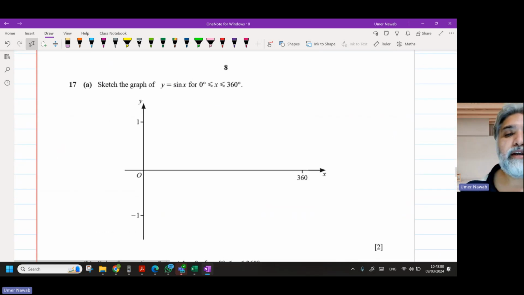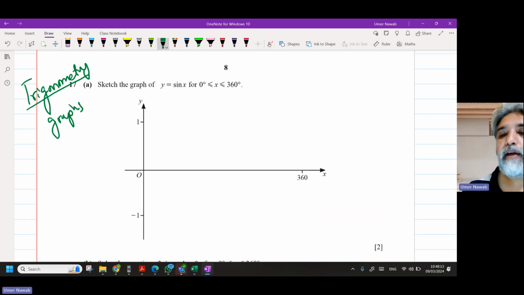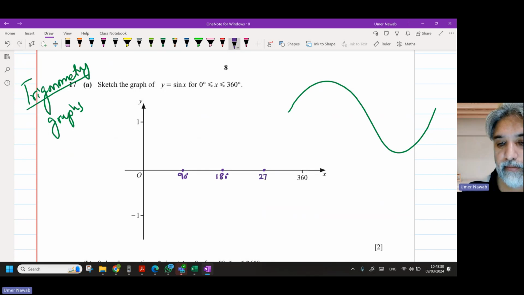Now, question number 17 is purely on trigonometry, graphs. Everyone remembers sine is like a wave, from 0 to 360. You just need to split your 0 to 360 into 4 equal parts. This is 90, this is 180, and this is 270. The sine graph can go maximum to 1. So at 90, I have 1.